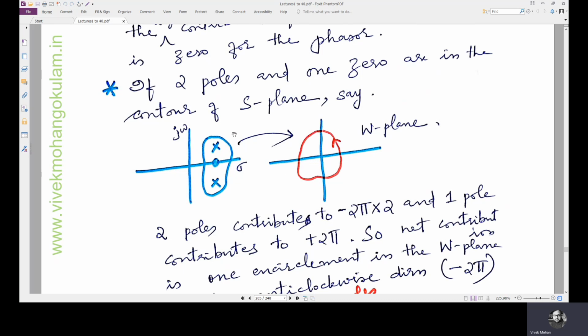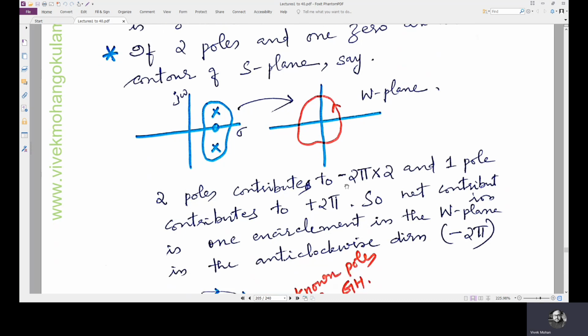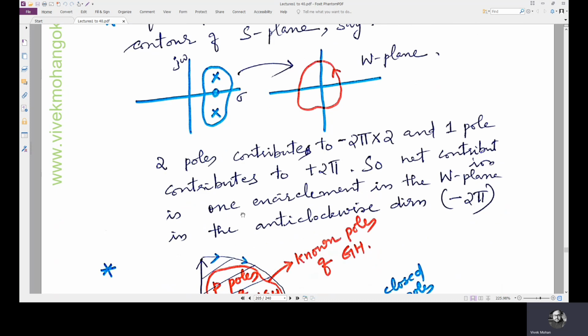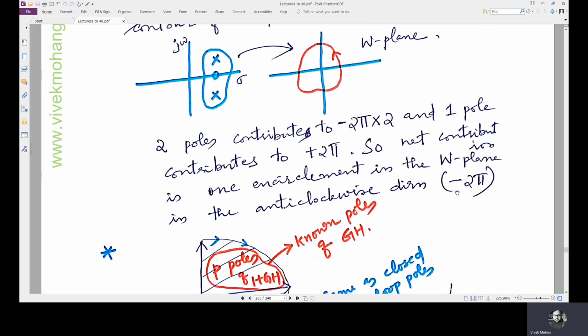This gives plus 2 pi, this gives plus 2 pi, this gives minus 2 pi. So the total is now one plus 2 pi. Two poles contribute plus 2 pi each, and one 0 contributes minus 2 pi. So the net contribution is one encirclement in the W plane in the anti-clockwise direction.